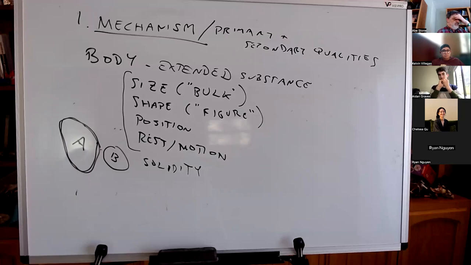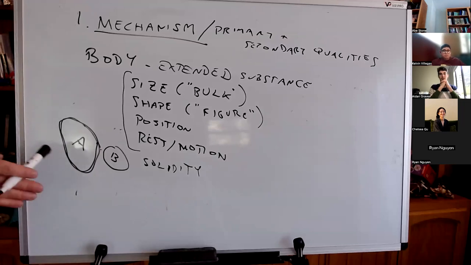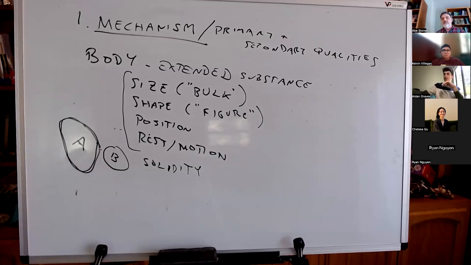And Locke thinks, so this is the difference between Locke and Descartes, but almost everyone except Descartes is on Locke's side in this difference, Locke thinks that must mean that A has a certain power of resisting other bodies coming into its space.